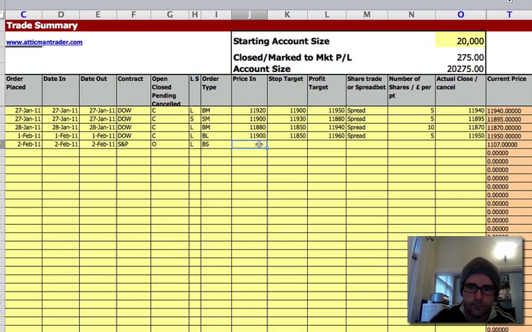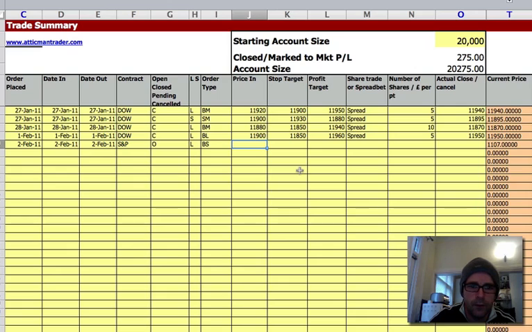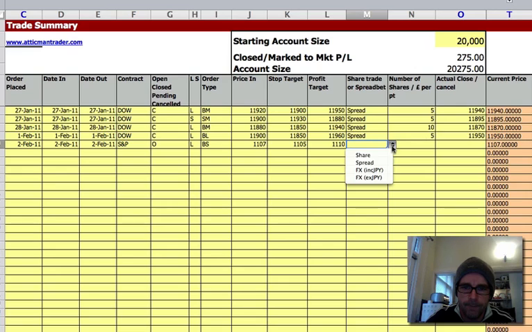So the price that I went in, let me just remind myself of the price that I'm using in here. 1107. So the price here, I went in at 1107. My stop target was 1105. My profit target was 1110. This was a spread bet, and I was risking £30 a point.